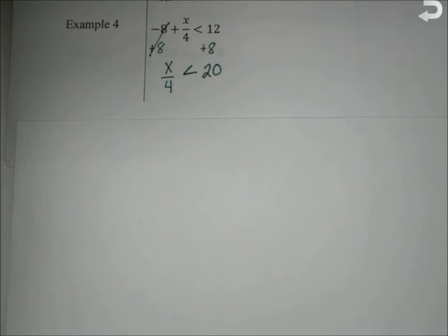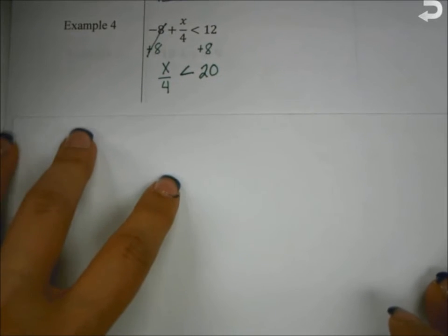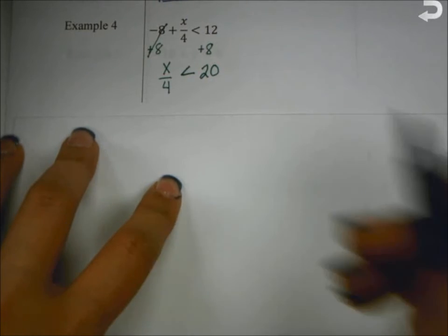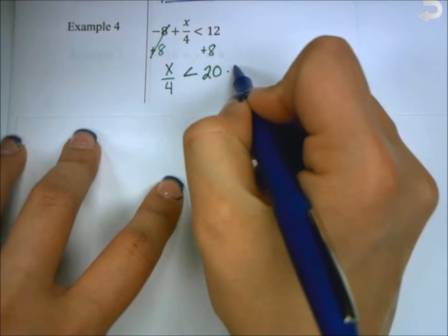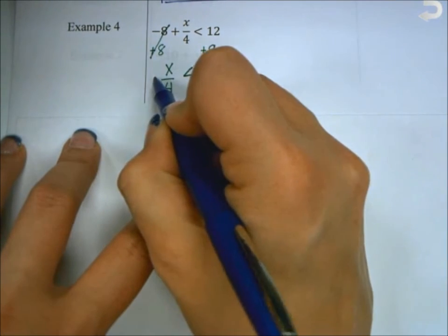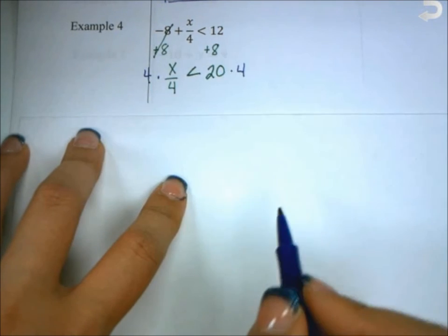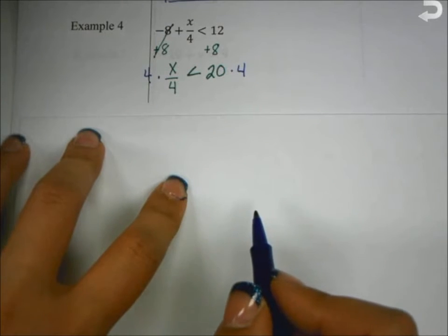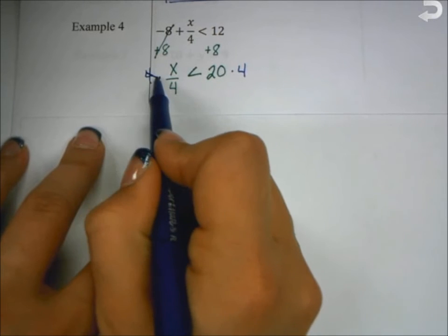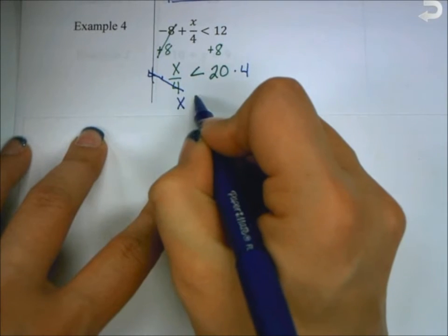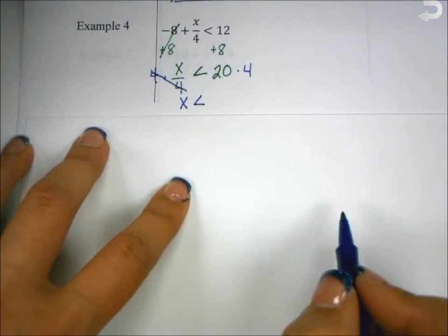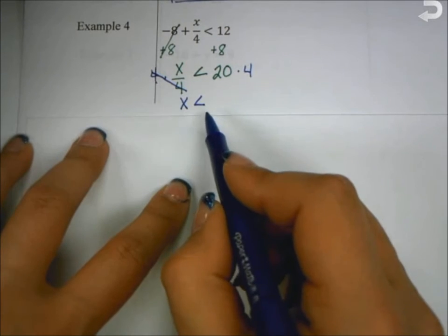Second step is what? Anthony, what's my second step? Exactly. I multiply not just 4 by 20, but 4 on both sides, right? So I multiply both sides by 4, because 4 divided by 4 gives me 1. So I have x less than, the sign still comes straight down, 20 times 4. 80. So this would be my answer.